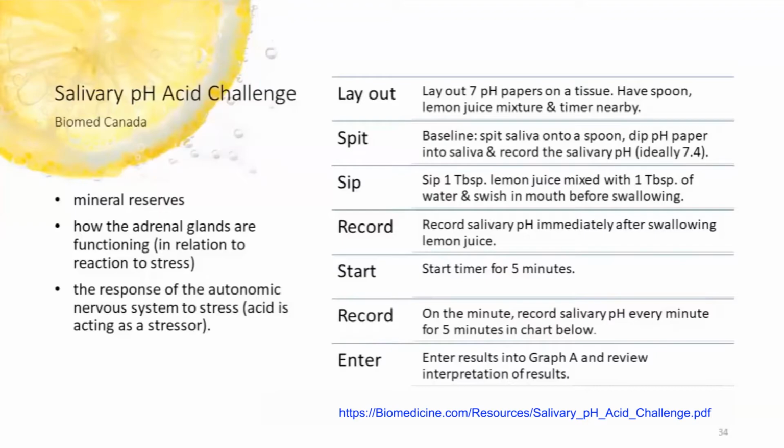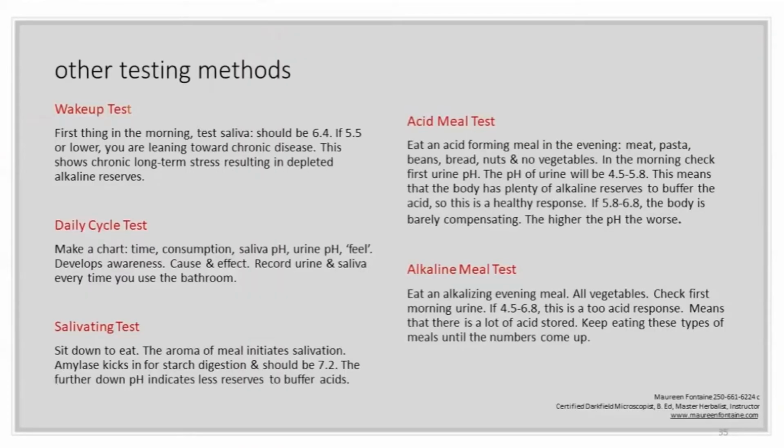This can also give you an idea of, what I like most about this, the response of the autonomic nervous system to stress. Acid is being used as the stressor. So this is super, super great. Stress can also be your food. It can also be your partner, or it can be anything that's going on in your life.